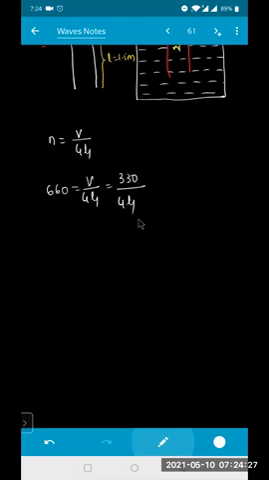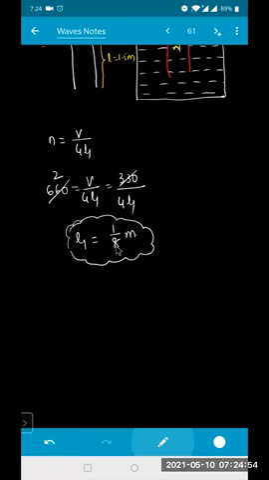So 4 into L1, it is 330 by 660, so 4 times L1 is equal to 1 by 2. So L1 will become how much for me? 1 by 8 meter. Can I write like this? L1 is equal to 1 by 8 meters. So the length when it is immersed in the water, the minimum length, how much am I getting right now? 1 by 8. What will be the L2, beta? Can anyone tell me?